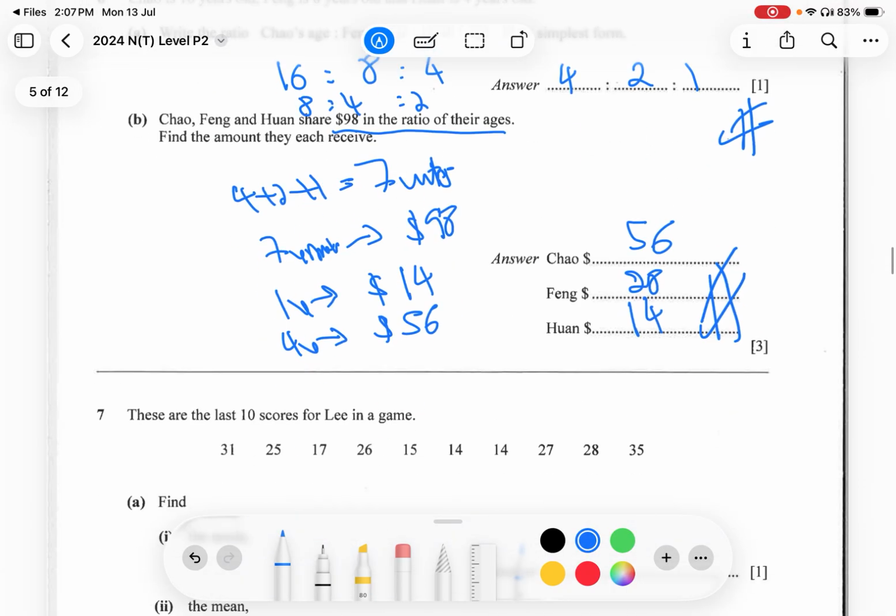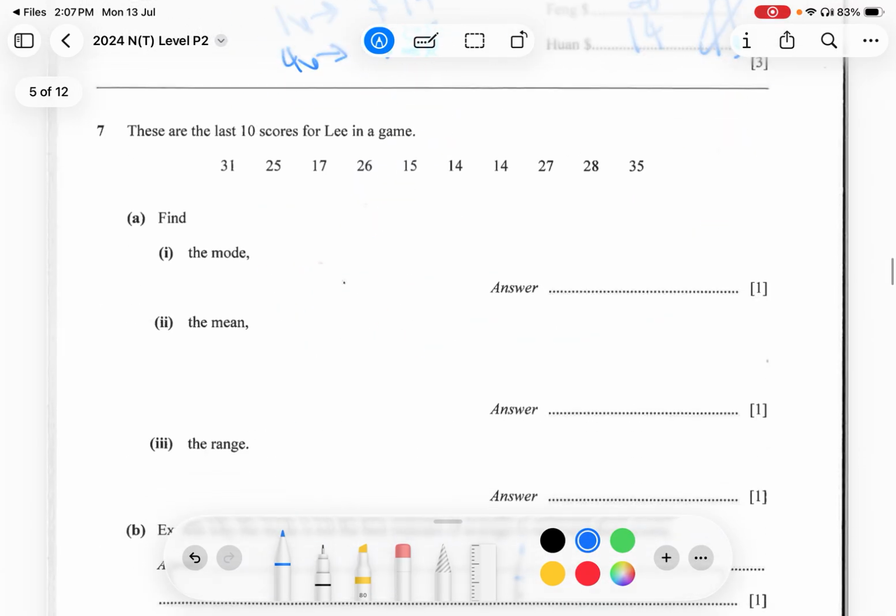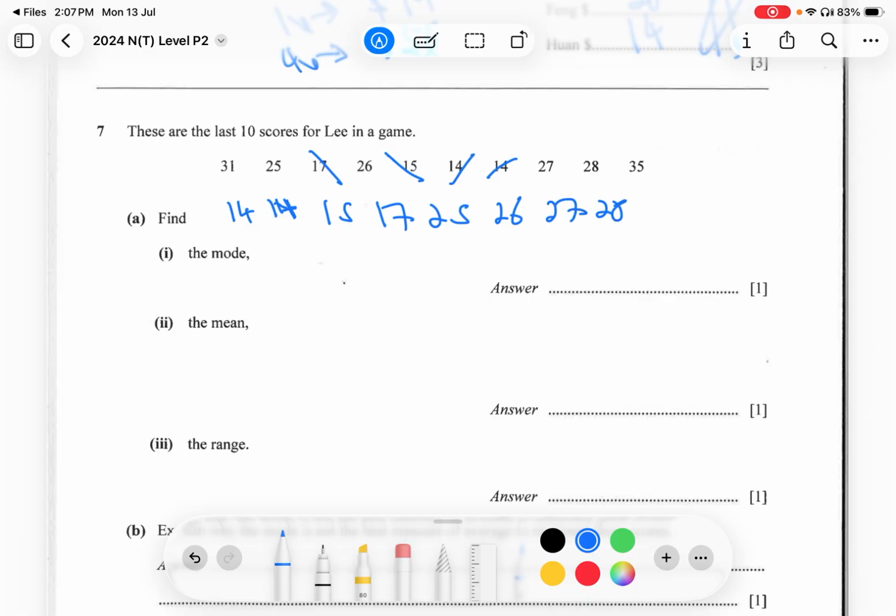Okay, the next one, the last 10 games. So for this one, ideally you arrange from the smallest to the biggest. So 14 is the smallest, these two are the smallest. The next one is 15. After 15, the next one is 17. After that is 25, 26, 27, 28. Then is 31 and 35.